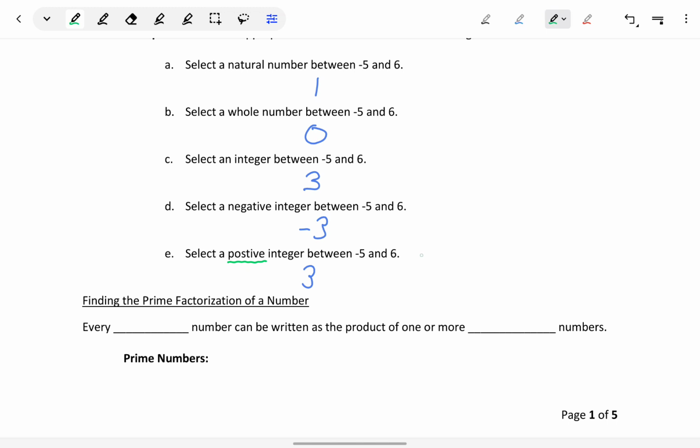Similar but slightly different language could be a question where we're asked to select a non-negative number. If we were asked to select a non-negative number, then we could even choose 0 as a correct answer. So if we're asked for a positive value, that has to be something greater than 0. Non-negative would be anything 0 or larger.